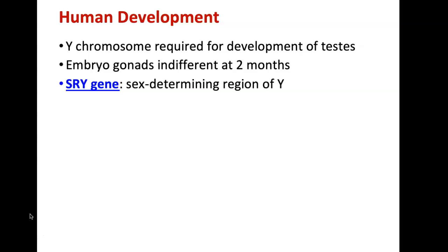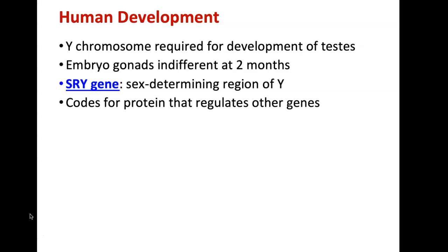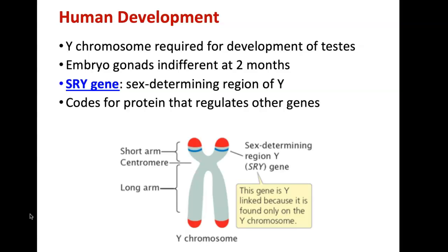This is the sex determining region of the Y chromosome, and it codes for proteins that regulate other genes. It determines whether or not the gonads will produce testes. If this gene is turned off, then even though there's a Y chromosome present, the embryo is going to produce ovaries. So not just the X chromosome is important for different genes, but the Y chromosome is just as important, and the genes that are located on it as well.